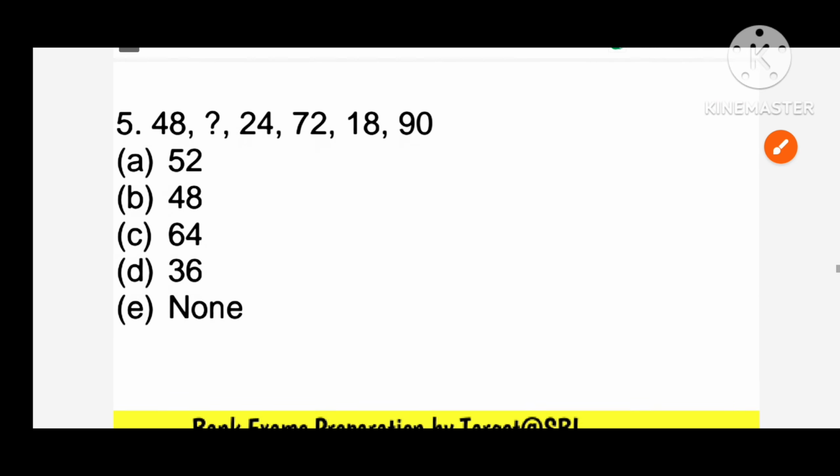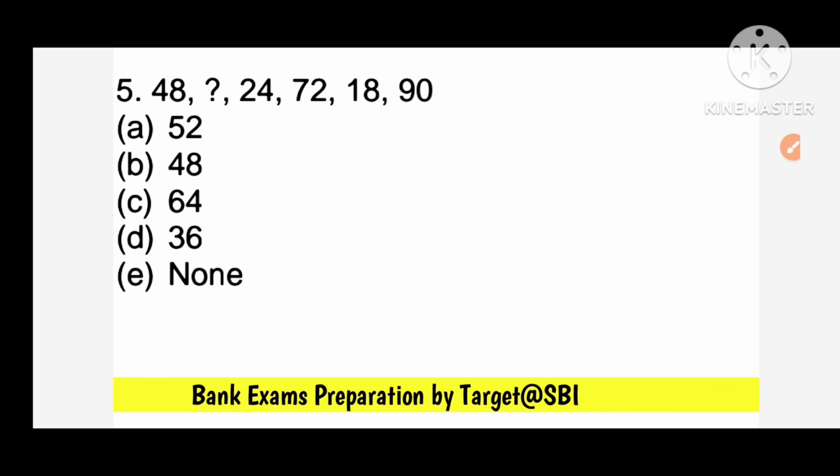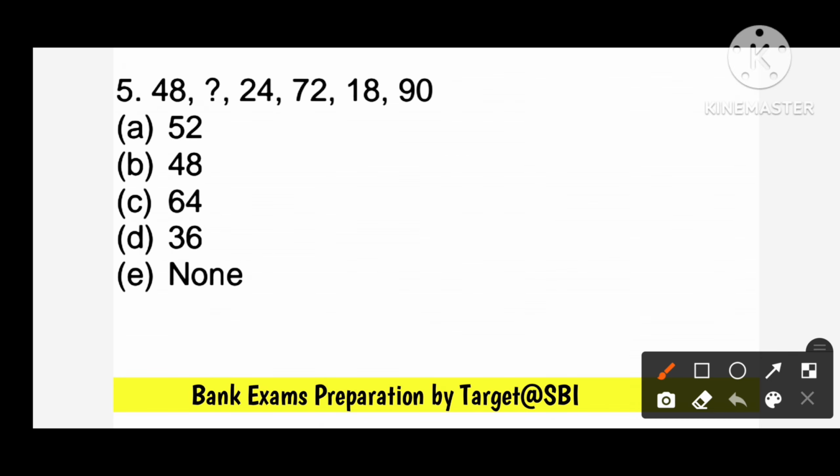Next, question number 5. In question number 5, it is into 3 times, division of 4 times, into 5 times. So it must be division of 2. Here it is multiplication of 1. So answer will be 48. Option B is the answer.